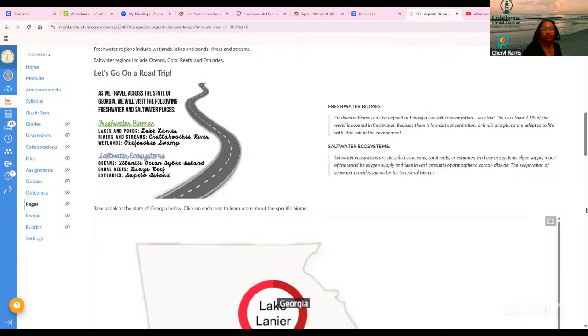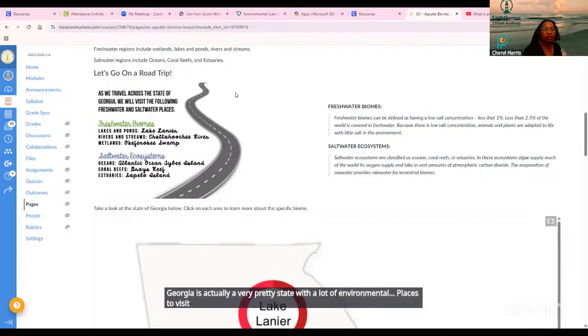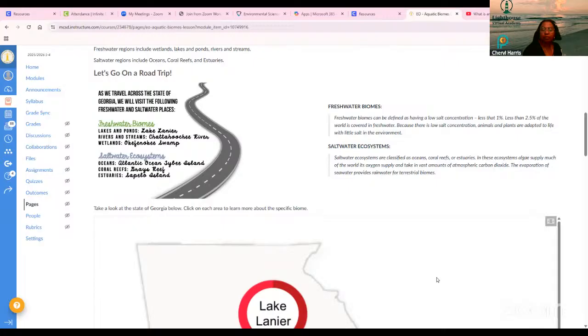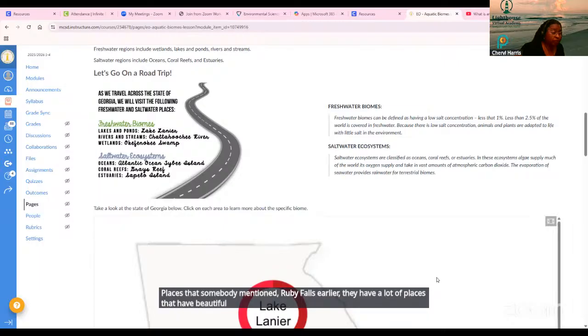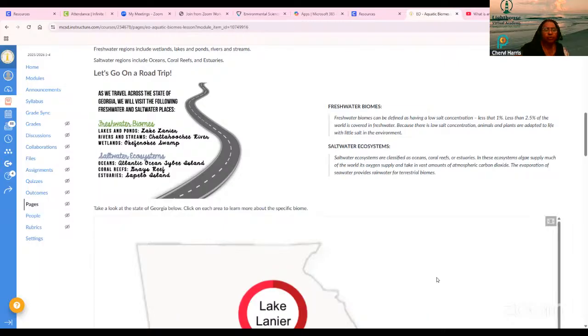Georgia is actually a very pretty state with a lot of environmental places to visit. It is fortunate to have a lot of parks, a lot of places. Somebody mentioned Ruby Falls earlier. They have a lot of places that have beautiful waterfalls, fresh water streams. As it says up here, it's a good place for road trips sometimes.